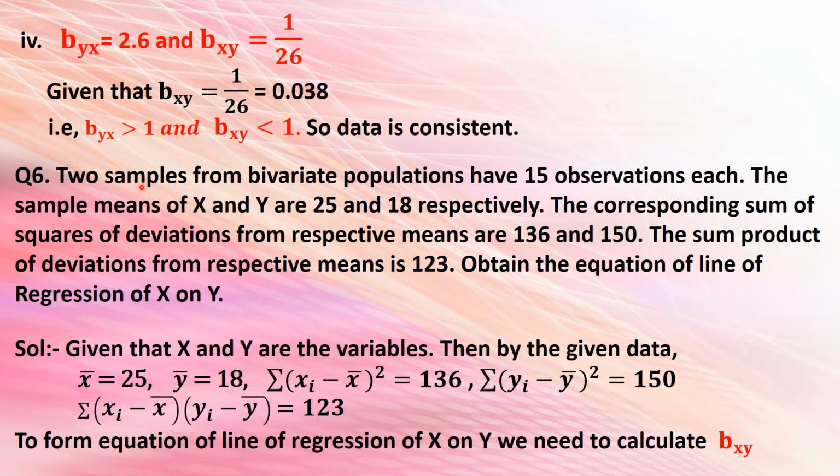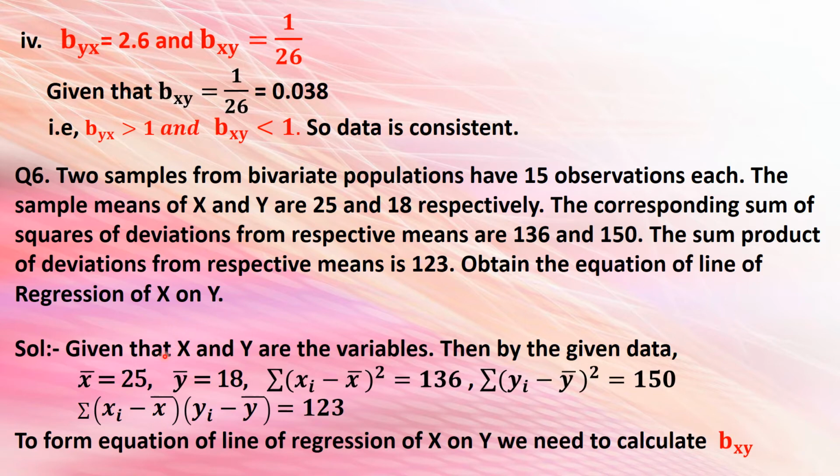Now, question number 6. Two samples from the bivariate populations have 15 observations each. The sample means of x and y are 25 and 18 respectively. The corresponding sum of squares of deviations from respective means are 136 and 150. The sum of product of deviations from respective means is 123. Obtain the equation of line of regression of x on y.